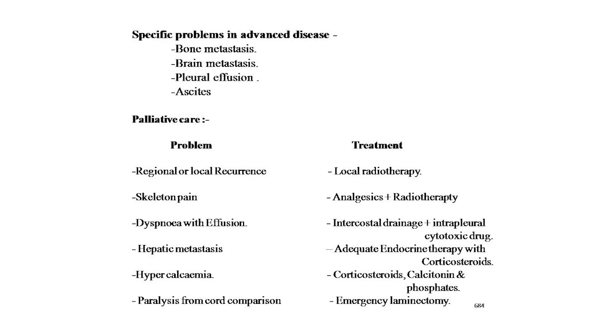Palliative care, problem and treatment: regional or local recurrence, local radiotherapy. Skeletal pain, analgesics and radiotherapy. Dyspnea with effusion, intercostal drainage plus intrapleural cytotoxic drug. Hepatic metastasis, adequate endocrine therapy with corticosteroids. Hypercalcemia, then corticosteroids, calcitonin and phosphates should be given. Paralysis from cord compression, then emergency laminectomy should be performed.